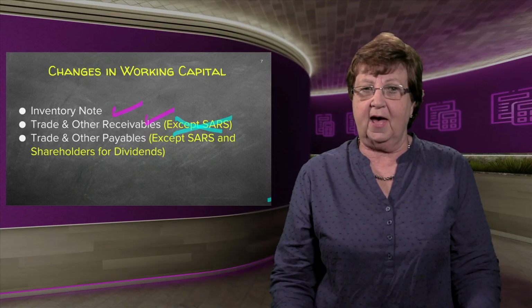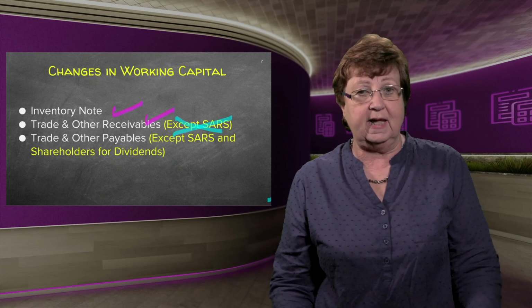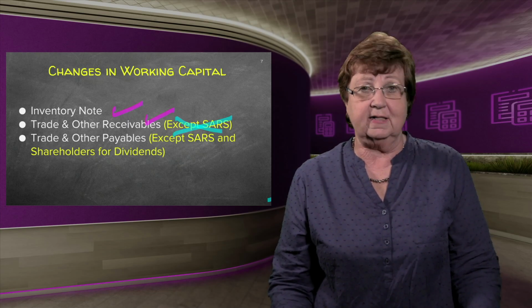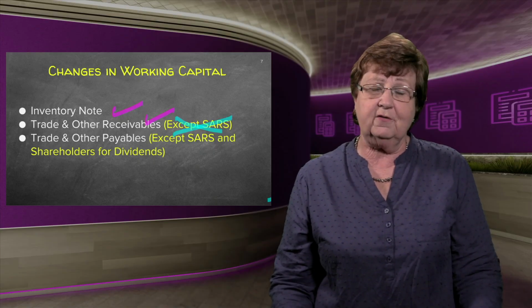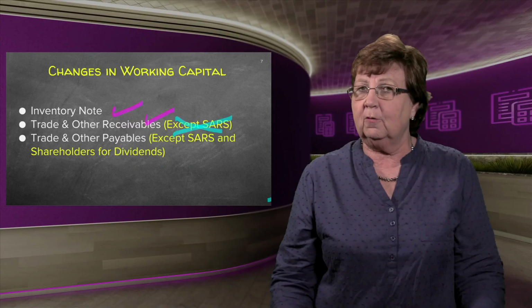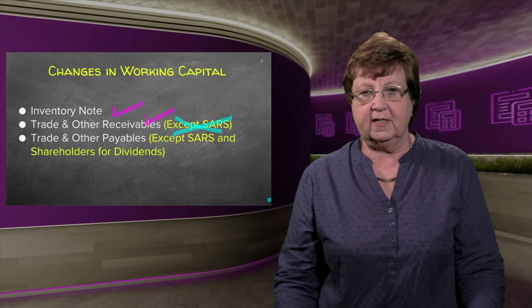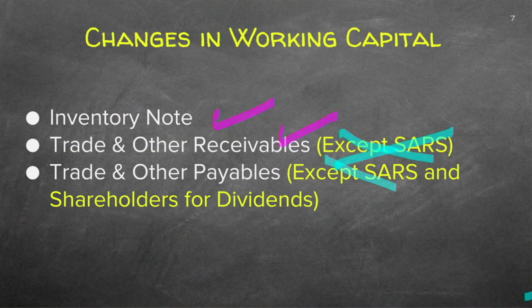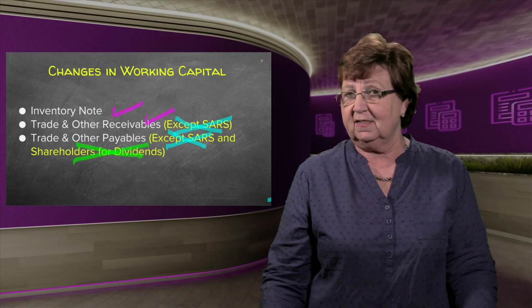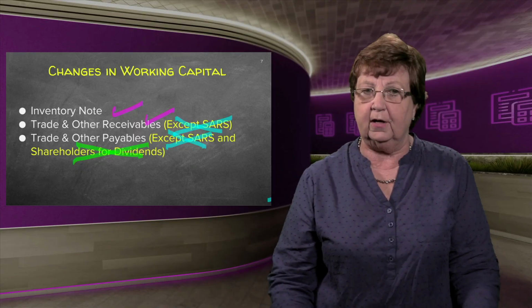Likewise, in trade and other payables, I'm only going to be looking at my trade creditors, my income received in advance or my deferred income. Remember, both can be used, and my accrued expenses. Again, SARS is not going to go into the note and into my calculations, and neither is shareholders for dividends. Again, shareholders for dividends will have its own note.